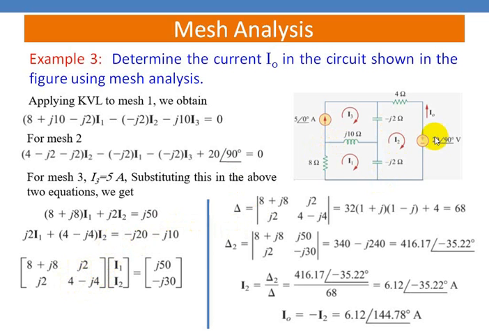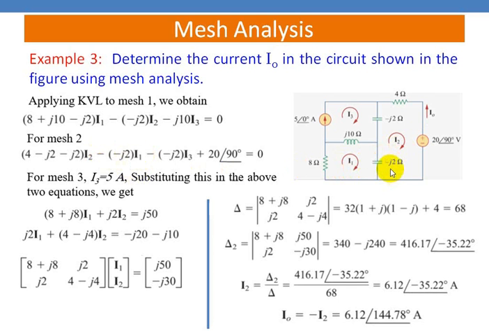Coming to I1, here this element is common between second mesh and first mesh, so it is minus J2. So minus J2 into I1, you write, and here this minus sign is because these two currents are in opposite direction. So minus of minus J2.